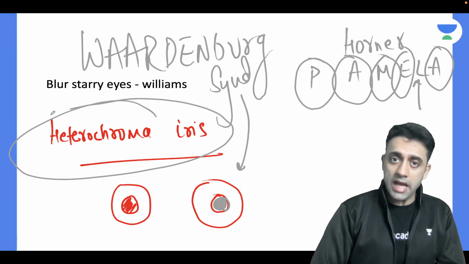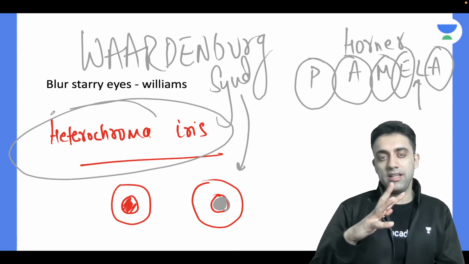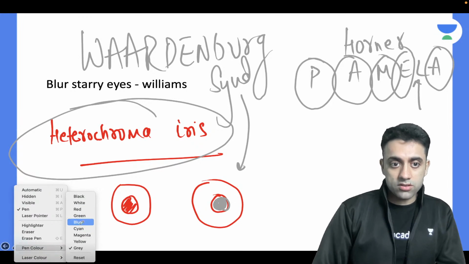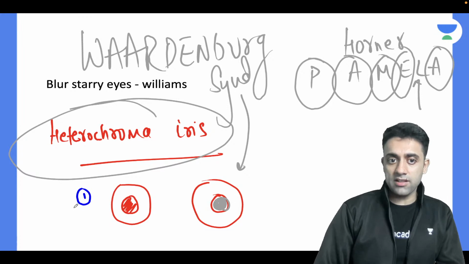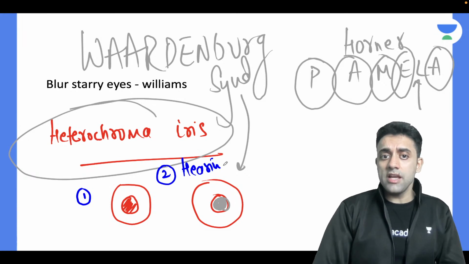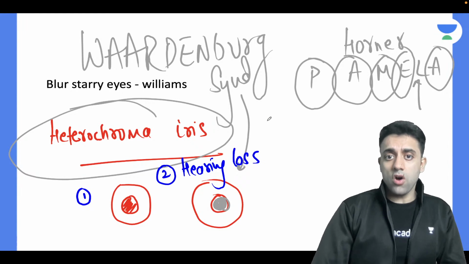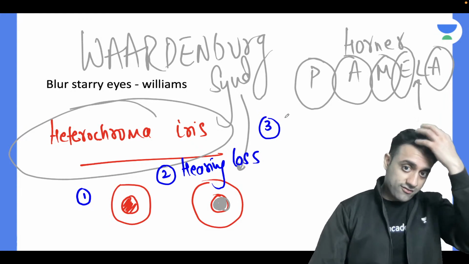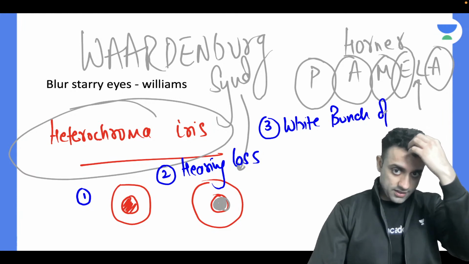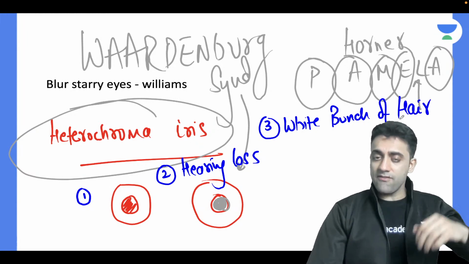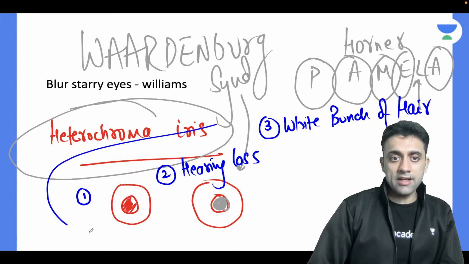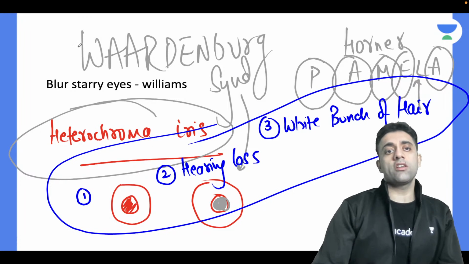हॉस्टल का वार्डन होता है जिसको रात को दिखता नहीं है. क्यों नहीं दिखता? Because his eyes have a different color. So hostel warden, number one, he has a different color of eye. Number two, he can't hear you; he will have a hearing loss. Number three, hostel ka warden will have a white bunch of hairs over here. The whole scalp will not be white, only some white bunch of hair. So this is the triad of Waardenburg syndrome.